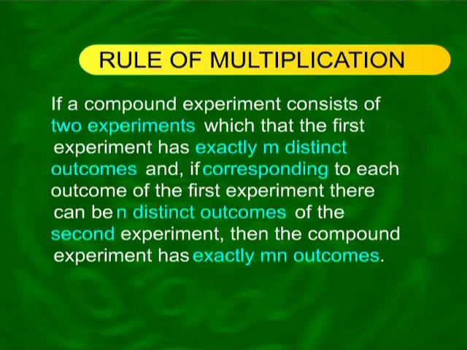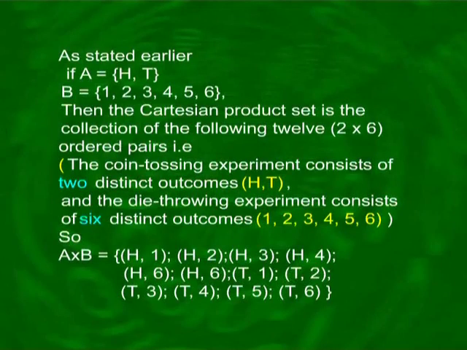Students, this rule is not as difficult as you felt it was. In fact, it is extremely simple. Let me explain it to you with the help of an example. Let's go back to exactly the same one that we discussed a short while ago. One set consisting of HT and the other one consisting of 1, 2, 3, 4, 5 and 6.